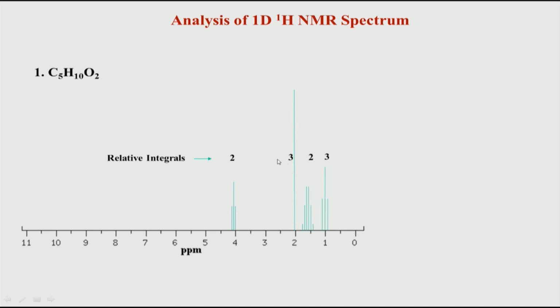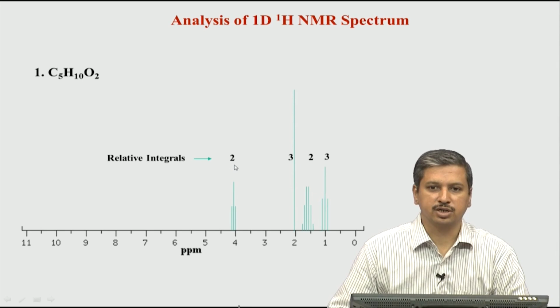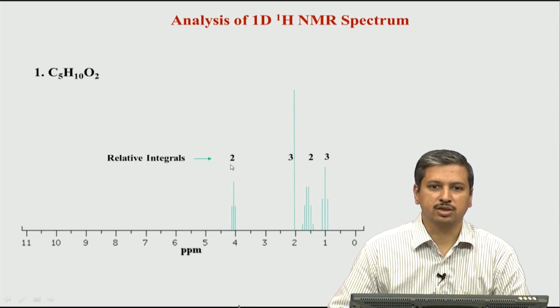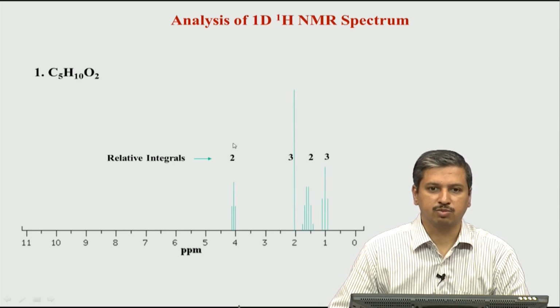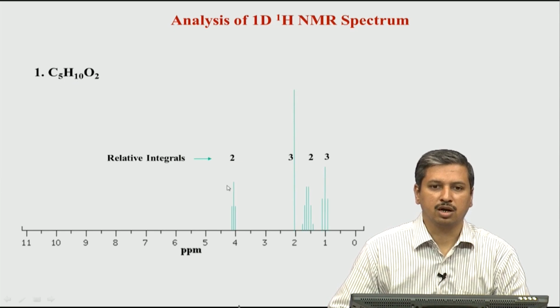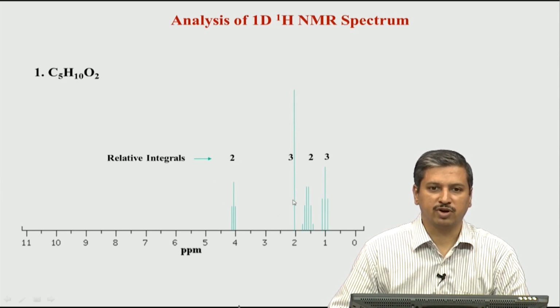The next thing is to look at the J coupling. Here we have a triplet, a sextet, that is 6 peaks, a singlet, and a triplet again. The relative integration is shown here: 2 plus 3 is 5, plus 2 is 7, plus 3 is 10, which is exactly the number of hydrogens in the formula. So everything matches: the number of protons corresponds to the number in the molecule, and the number of types of hydrogen is 4.